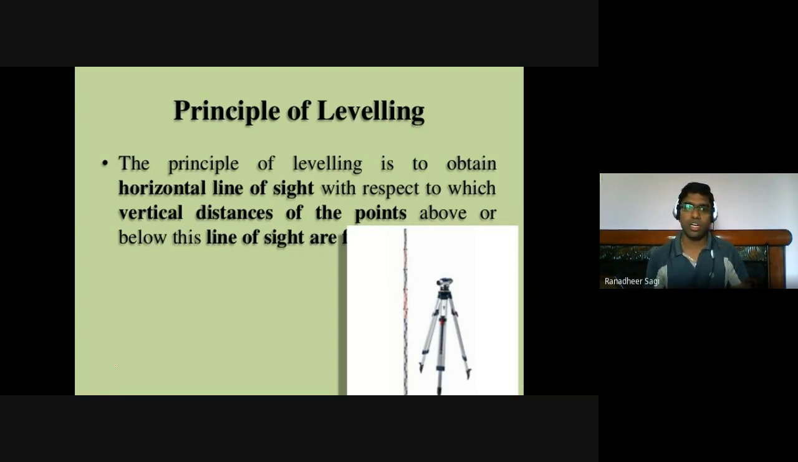Okay, so if I want to determine, for example, the elevation of a particular point, and this instrument is set on the ground like this, let's say point A, then the elevation of point A has to be calculated with respect to some reference. And that reference is what we call the datum. Datum is nothing but a reference plane from which you determine the elevations of various points. And that datum, as I have already told you earlier, is mean sea level.